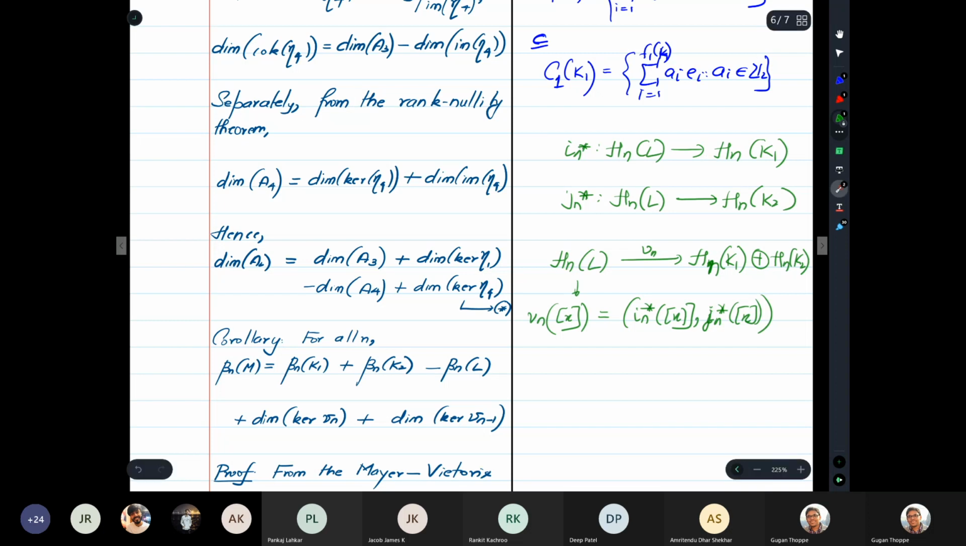Now In star of this will be an element in Hn of K1. Similarly, this will be an element in Hn of K2. And since I have a tuple where the first element belongs to Hn of K1 and the second element belongs to Hn of K2, I hope you agree that this tuple will belong to this direct sum. So that's how this nu n map is defined. Okay, so let me pause here for a second or two. If you have any questions, please ask. How is this nu n function defined?